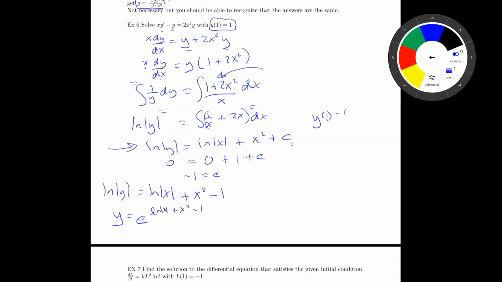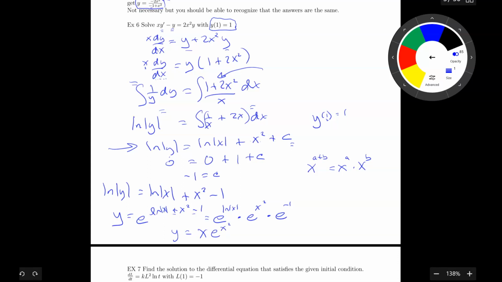Okay, let's fix this. So remember we talked about x to the a plus b is x to the a times x to the b. So see how I have this up in the exponent like this? So this can be rewritten as e to the ln of x times e to the x squared times e to the negative 1, correct? Because I just used the addition or subtraction up in the exponent. So what does this say? This says y equals, e and ln cancel, so I get x. And then I have this e to the x squared, and this is times 1 over e. Right? This is the specific function that solves the differential equation.